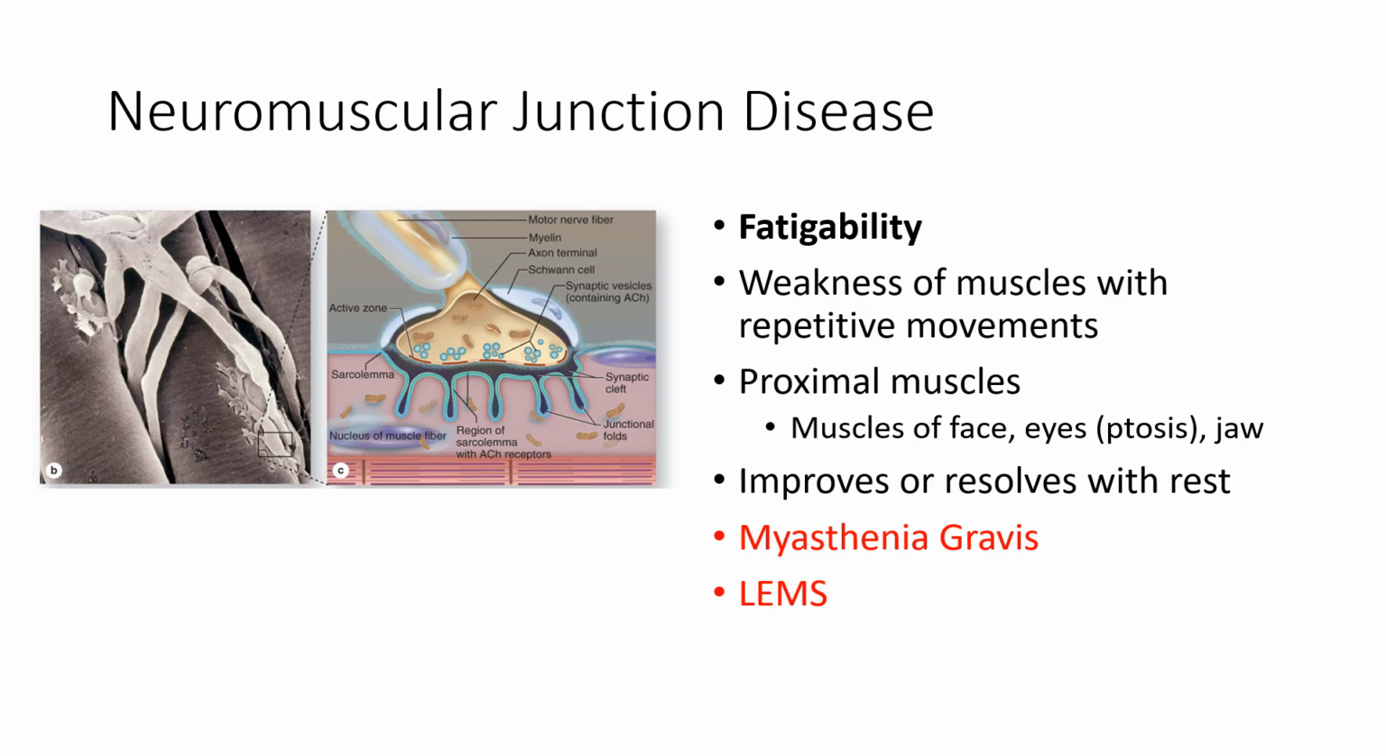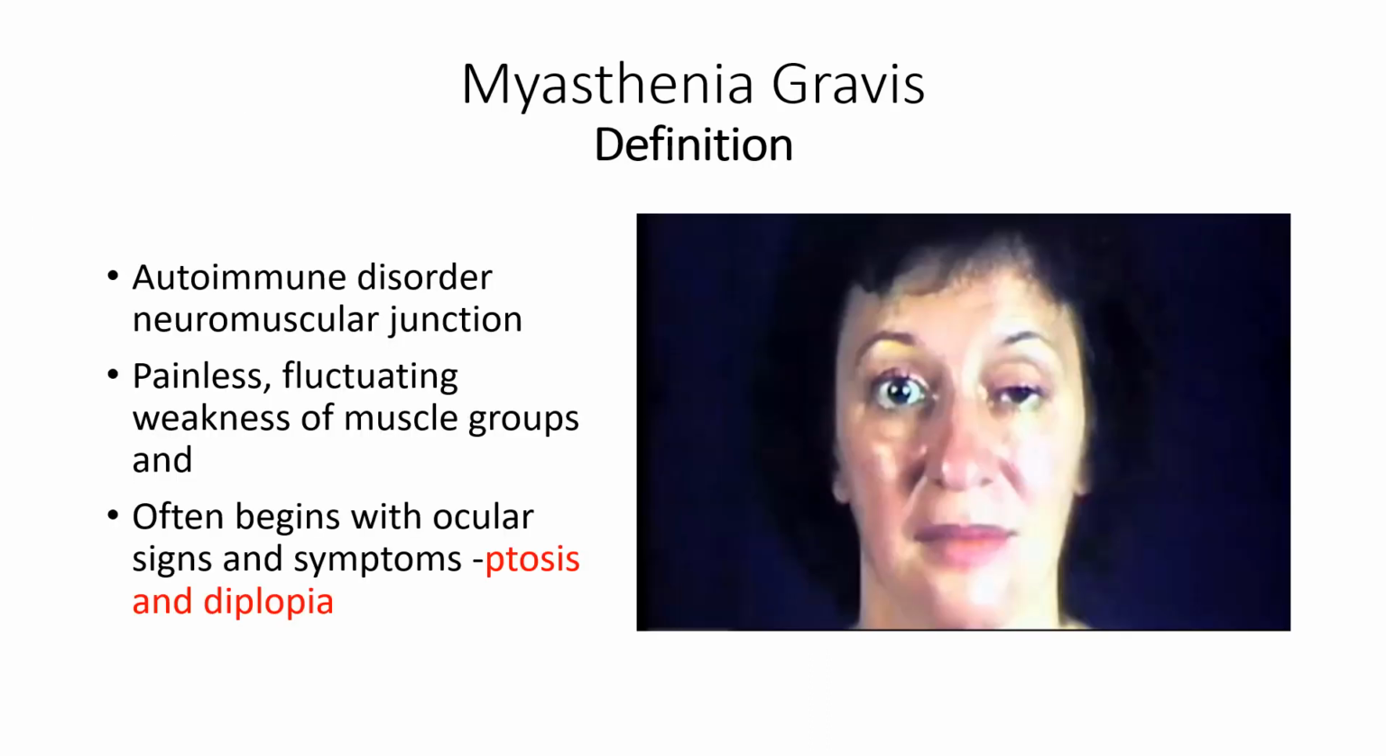With this in mind, we're going to talk very briefly about myasthenia gravis and Lambert-Eaton myasthenic syndrome. Myasthenia gravis is an autoimmune disorder of the neuromuscular junction. It produces a painless, fluctuating weakness of muscle groups, which frequently affects ocular signs and symptoms, things like ptosis, which is shown in the photograph to your right, and then diplopia. So anytime someone complains of double vision, it will be in our differential diagnosis.